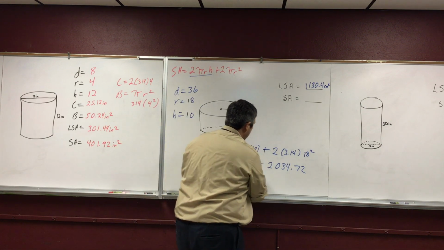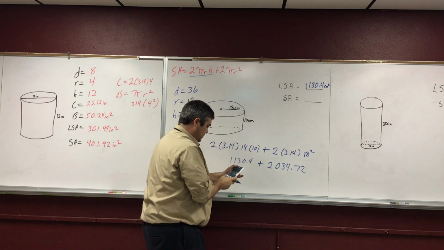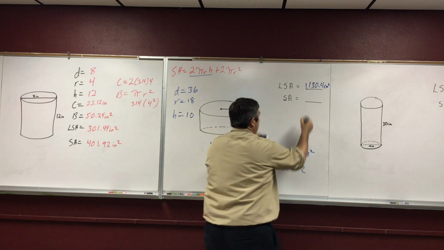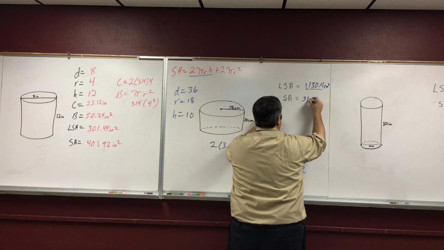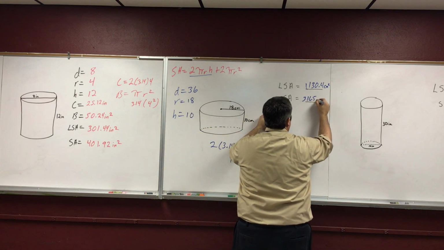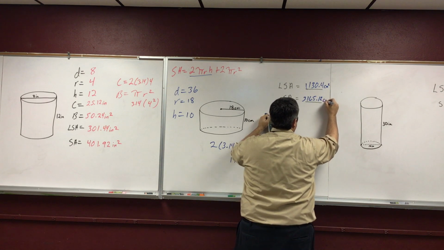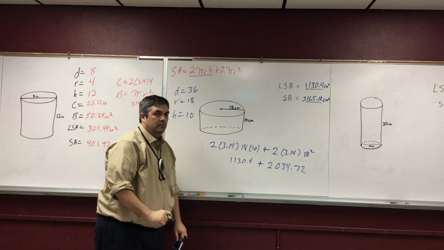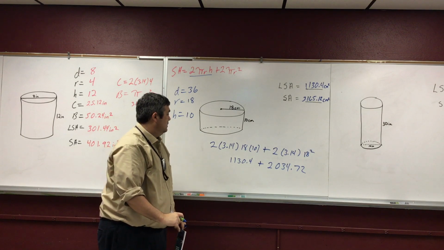Now I'm going to combine these two. So plus 1130.4, and I've got 3,165.12 centimeters squared. That's all there is to it, guys. It really is. That's all it is.